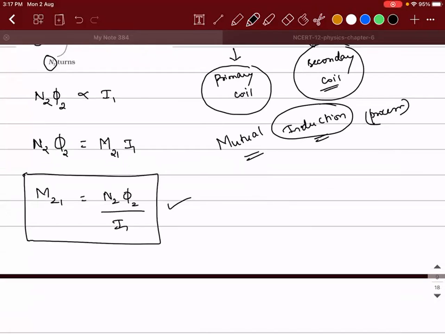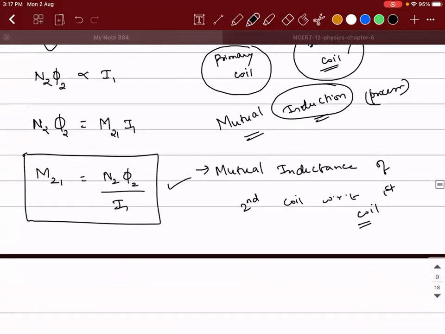Okay, so M21 will be equal to N2 phi 2 divided by I1. And this is called the mutual inductance of the second coil with respect to the first coil. Okay. In a similar way, you guys tell me what can be done.